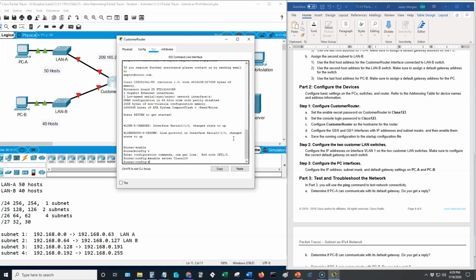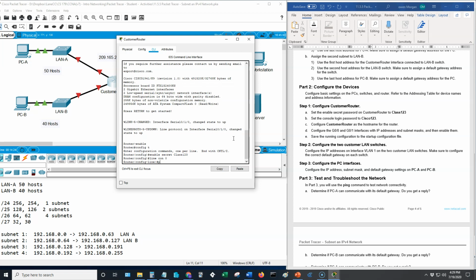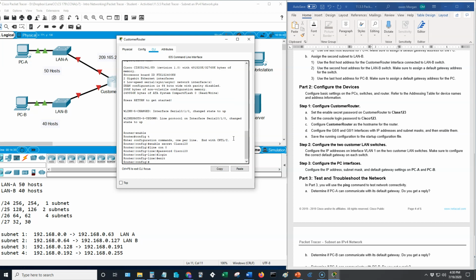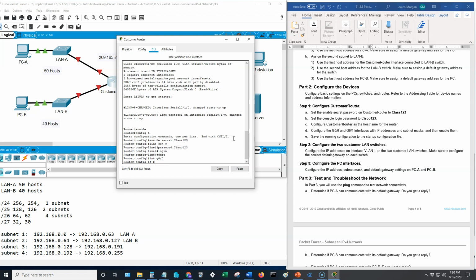And we want a console password, so we're going to go to line con 0, and then we'll put a password as disco123, and remember you have to turn login on. So let me exit out of here. So we want to go to interface gigabit G0/0, so I'll go to that one. Then we have to do an IP address for this of 192.168.0. So this is to our LAN A.